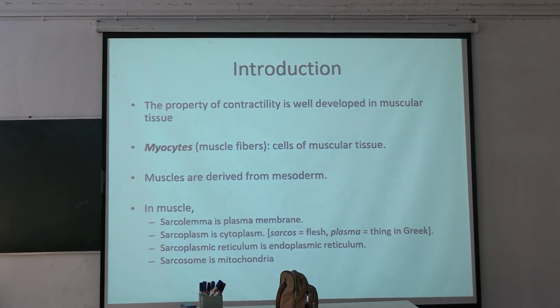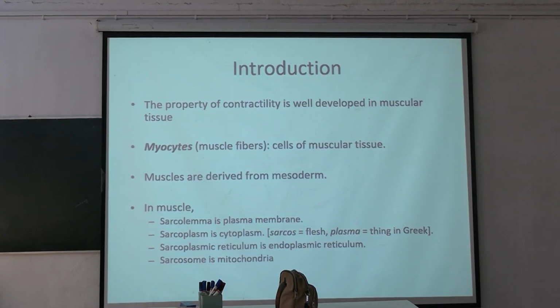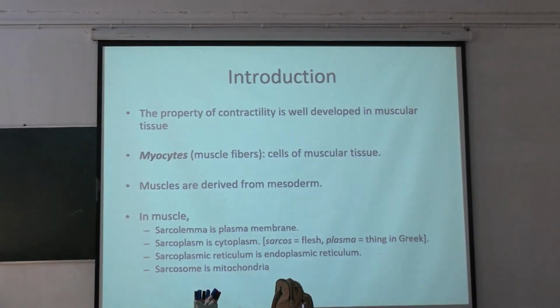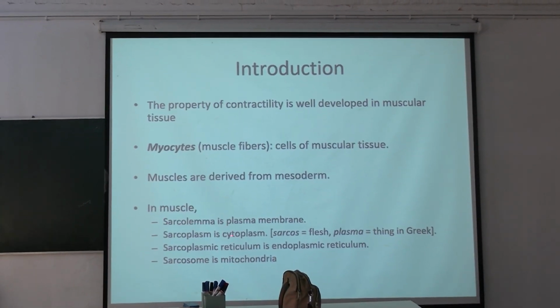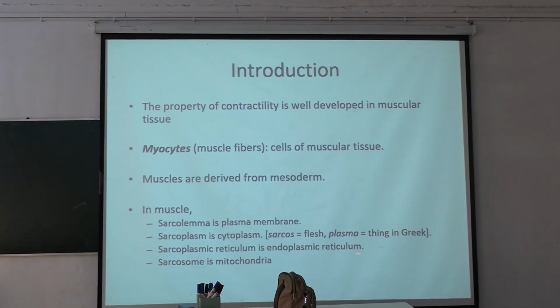Muscles are derived from mesoderm. Now ectoderm, endoderm, mesoderm I told you earlier. So muscles are developed from the mesoderm. In muscles, sarcolemma is plasma membrane, sarcoplasm is cytoplasm. Sarcos means flesh and plasma, thing in Greek. Sarcoplasmic reticulum is endoplasmic reticulum and sarcosome is mitochondria.